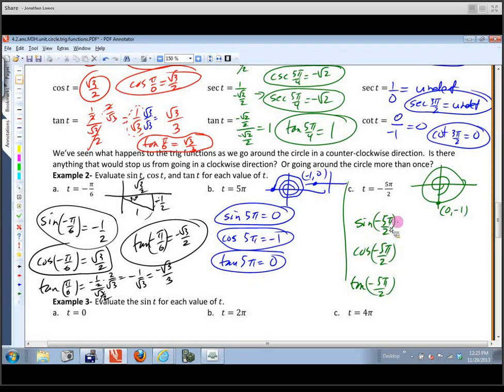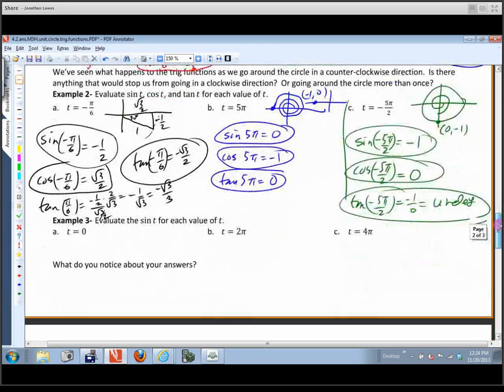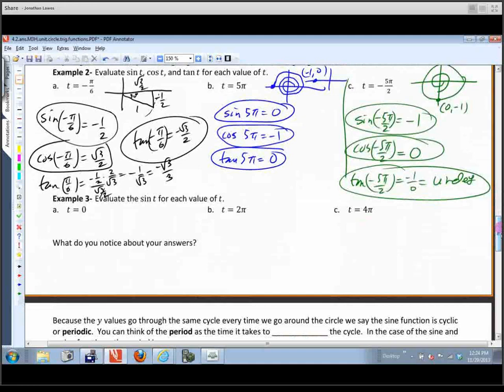We're plugging in each one of these angles into those trig functions, and then we want to see what the answer is. Well, the answer for the sine, again, is the y-coordinate, so that's negative 1. The answer for the cosine is the x-coordinate, so that's 0. And the answer for the tangent is the y-coordinate over the x-coordinate, so that's going to be undefined. So I've got each one of those 3 trig ratios for those particular angles. Some that went around more than once, some that went in a clockwise direction, some in a counterclockwise direction.